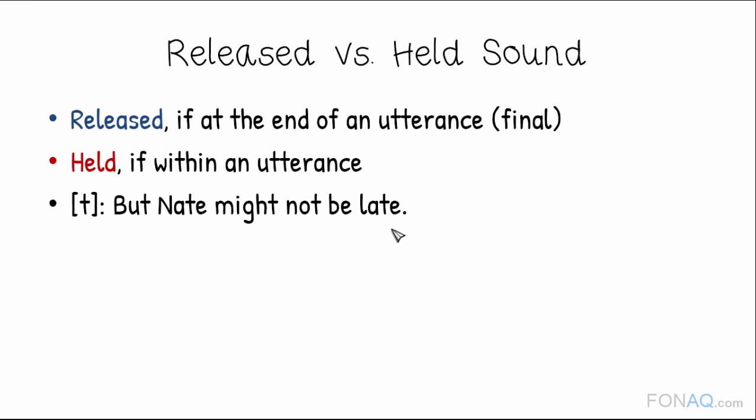Here's our phoneme T sentence. Suppose we took just one word, but. We learned that a word by itself can also be an utterance. Since T here is at the end of this utterance, we release it and say, but.